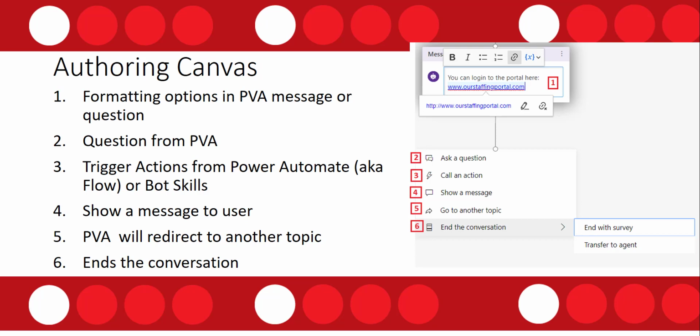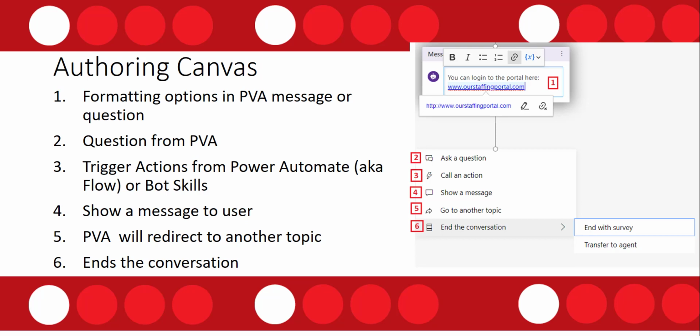That's that area where you can format that message or that question. You can see that little dot there. It gives you several options for what's happening after this particular message. So I can ask a question, and that's really the question from PVA. Then we can also capture the response from the customer in something called a variable, and then we can use that variable later on.